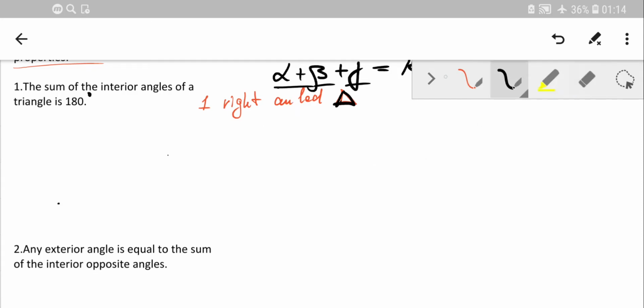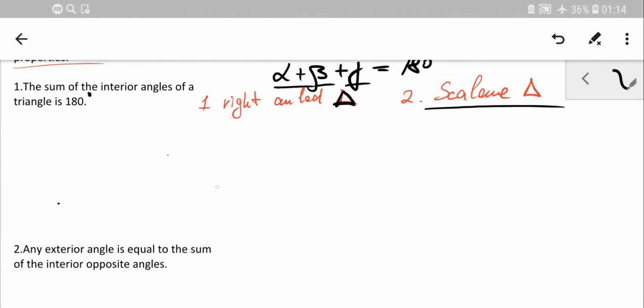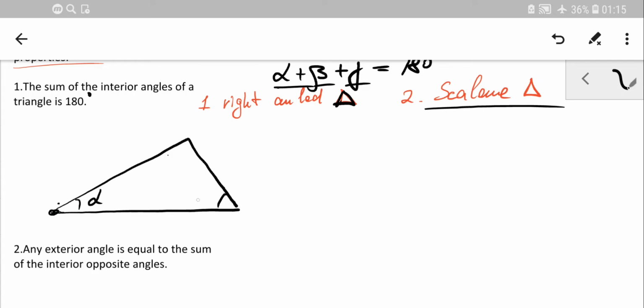So, and we try to prove it. So the second proof is for a scalene triangle, a triangle with all sides different. Okay, so let's say we have a scalene triangle. So all sides different. We mark the angles as alpha, let's say beta, and let's say gamma here.